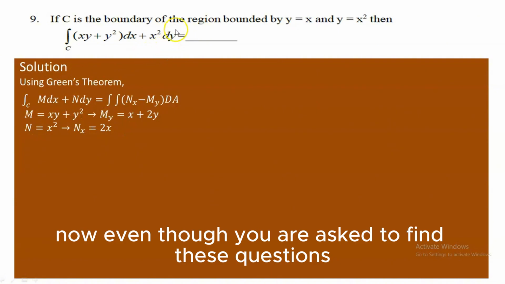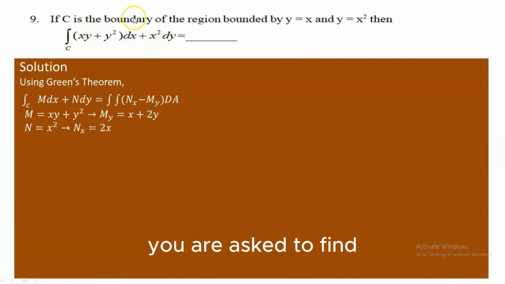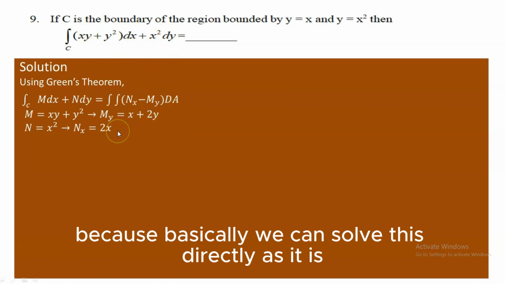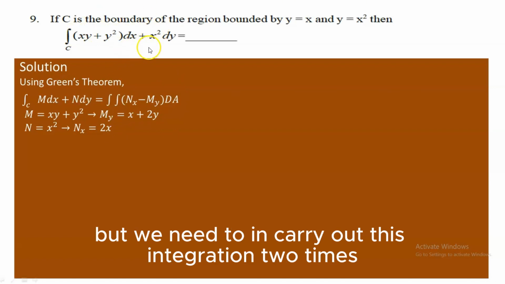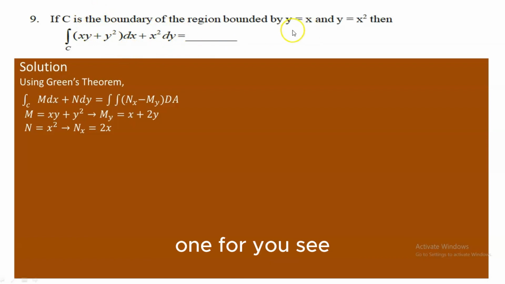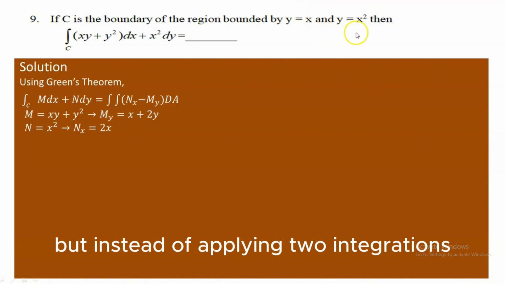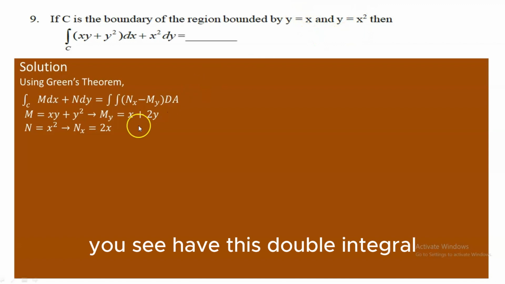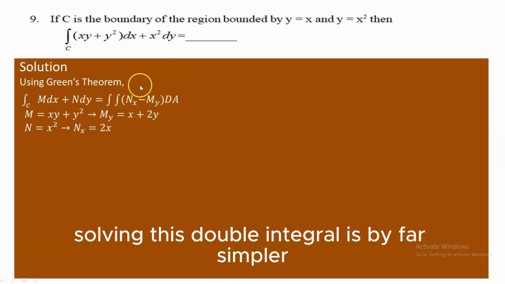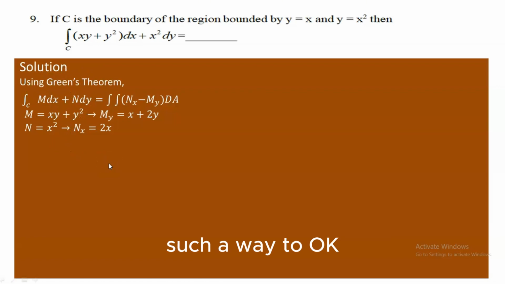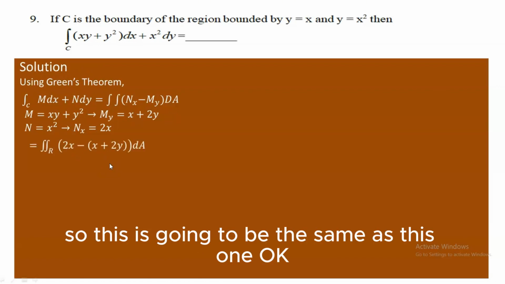Now, even though you are asked to find these questions, students, you are indirectly asked to find this one, because basically we can solve this directly as it is, but we need to carry out this integration 2 times. One for this integration and the other for this one. But instead of applying 2 integrations one after the other, we better have this double integral, because solving this double integral is by far simpler compared to this one. That's why I'm doing this. Basically, you'll be asked in such a way too, okay? So this is going to be the same as this one.